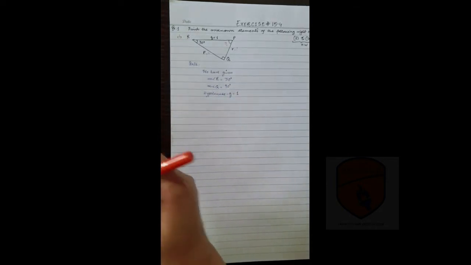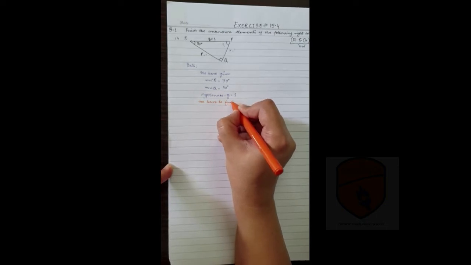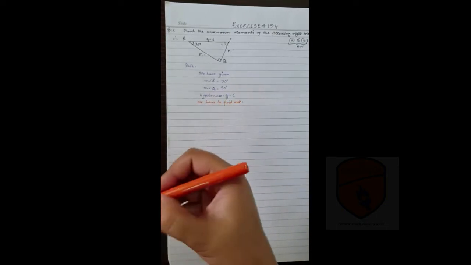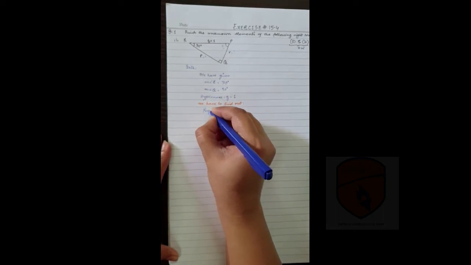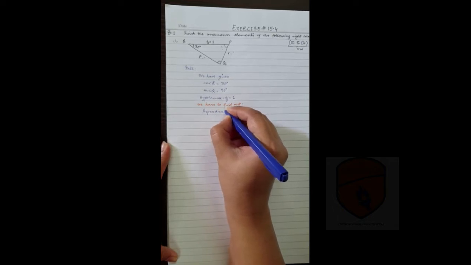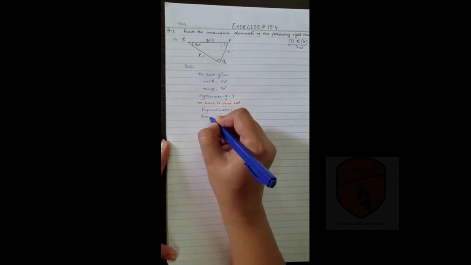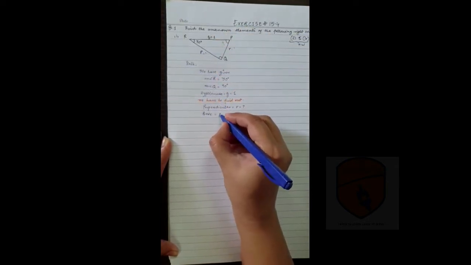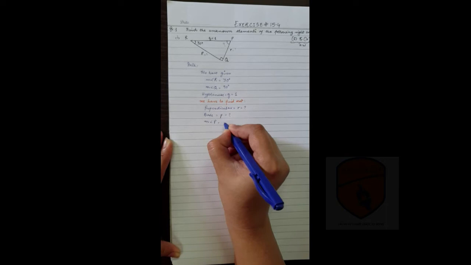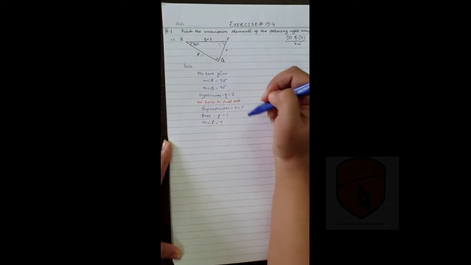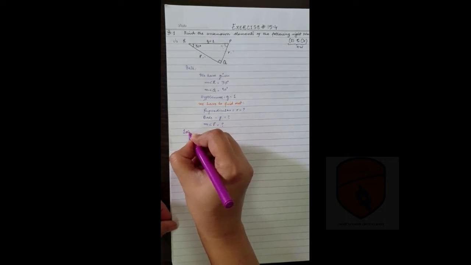Okay, and we have to find the perpendicular, which is r here. We have to find the base, the other side, which in this case is small p. And we have to find the measurement of the angle at vertex P. So we are given three elements of the triangle, and we have to find the remaining three elements. Okay, so let's start doing this.